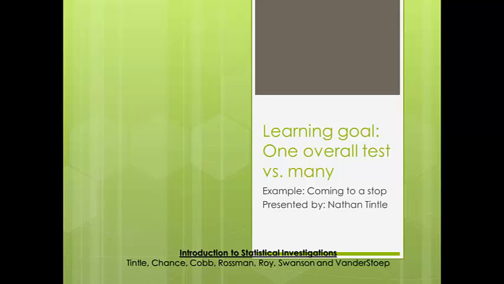In this Learning Goal video, we will talk about doing one overall test versus many tests which compare different proportions when you have two categorical variables. We will use the coming to a stop example to talk about this learning goal.